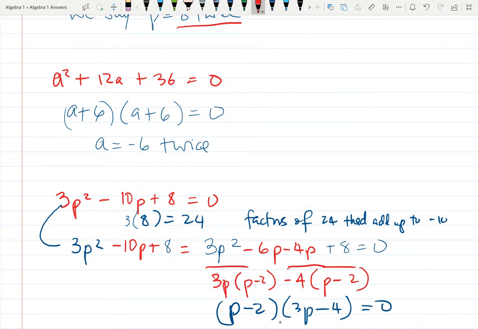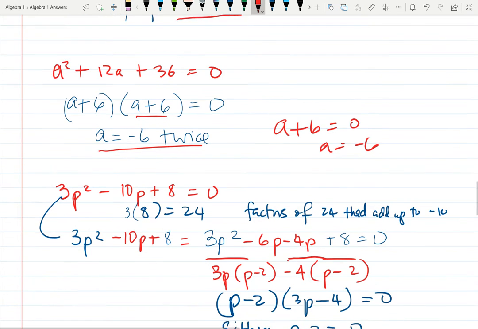What about this one? Factors of 36 that, when you add, will get you positive 12, and it's a plus 6 and a plus 6. These are the factors, which means a plus 6 equals 0 and a equals negative 6. You get a equals negative 6 in both cases, so a equals negative 6 twice.